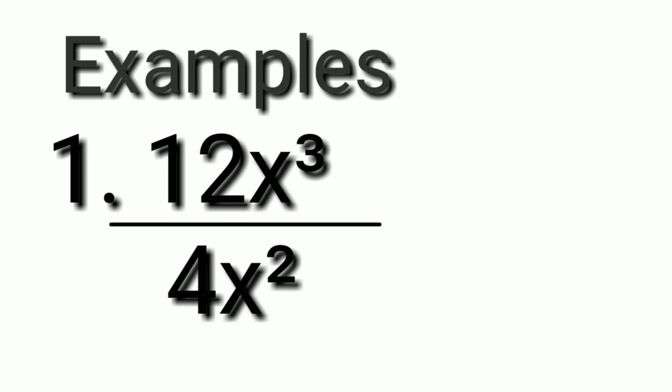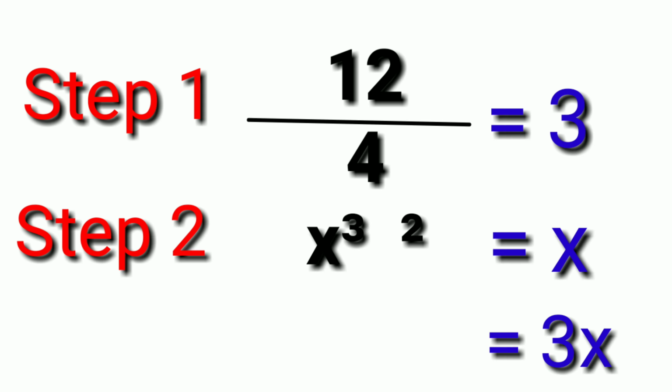Okay, so we now proceed to our examples. We have 12x cubed divided by 4x squared. The first step, we're going to divide the numerical coefficients. So 12 divided by 4 is equal to 3. Then we're going to subtract the exponents of the same variable, so x cubed and x squared. So it becomes x. So the answer is 3x.